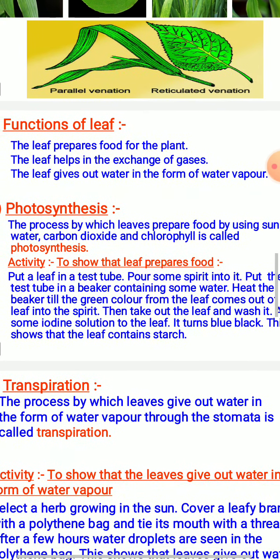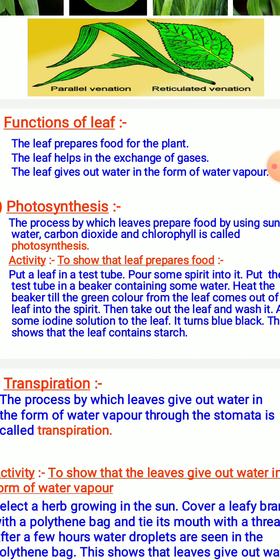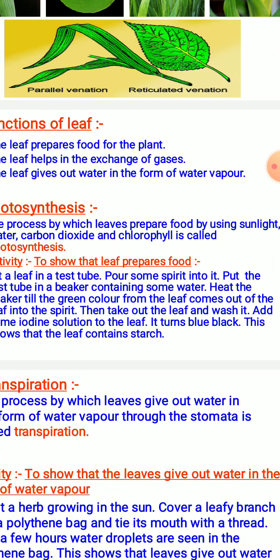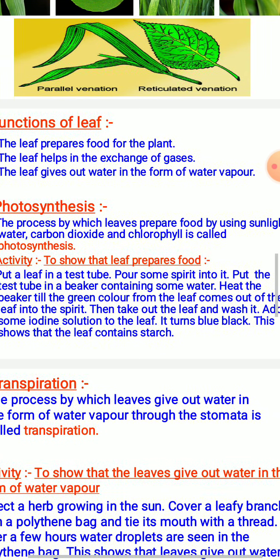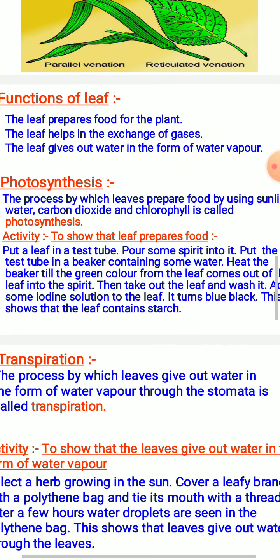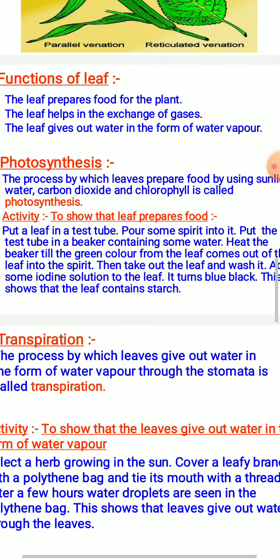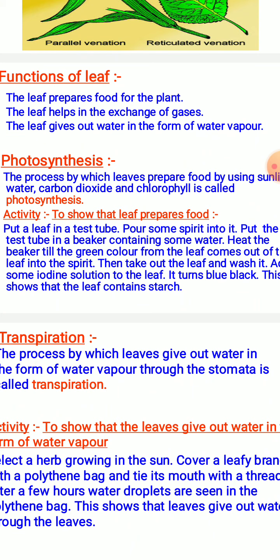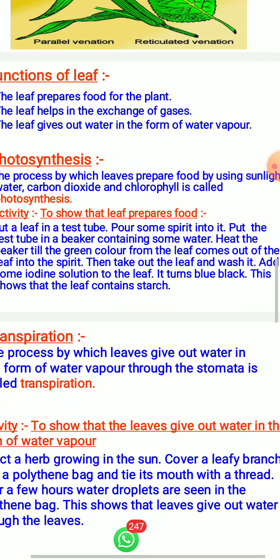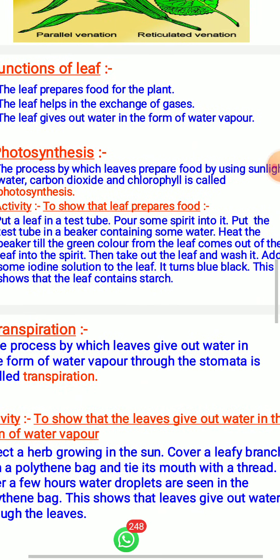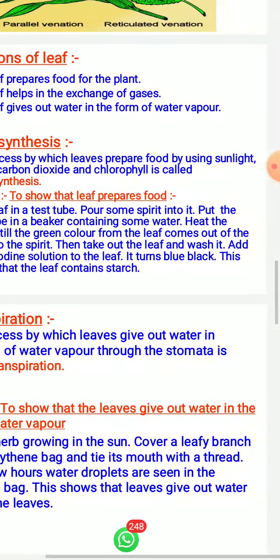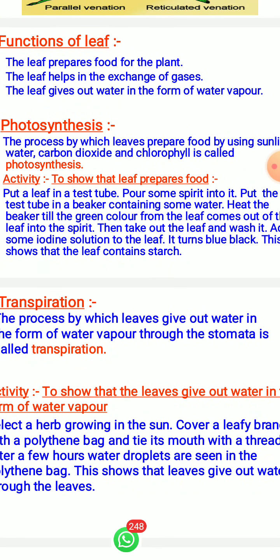Again, you can do one activity. Put a leaf in a test tube, pour some spirit into it, put the test tube in a beaker containing some water, and heat the beaker till the green color comes out of the leaf. Then you can take the leaf and wash it, and add some iodine solution. This can only be done in the presence of the teacher in the classroom.